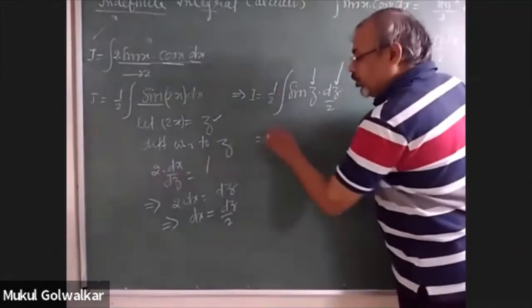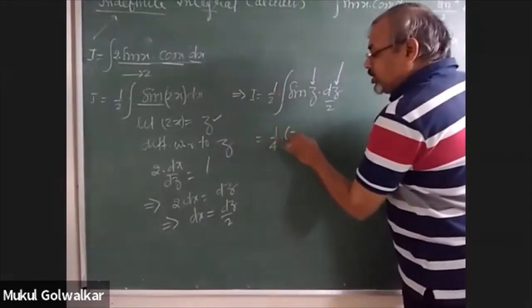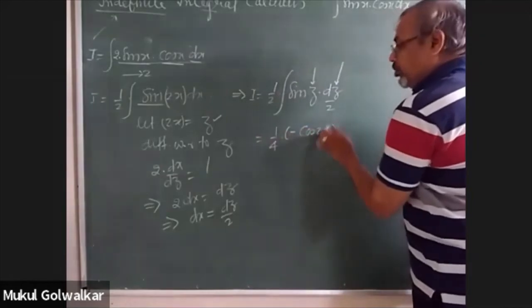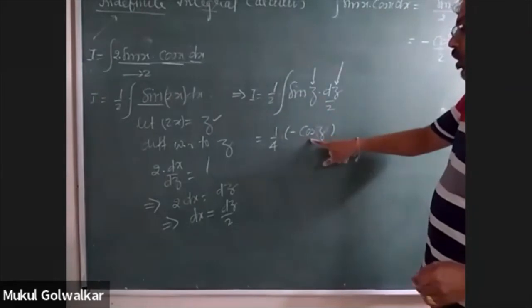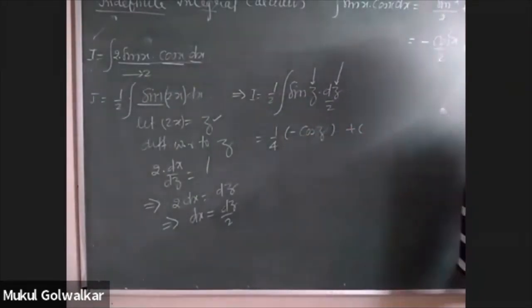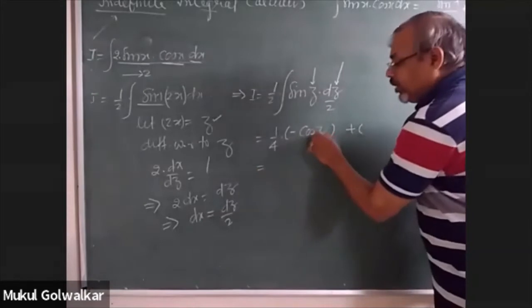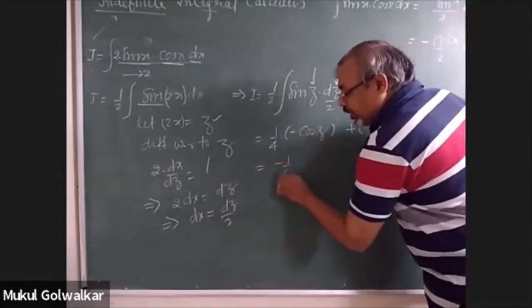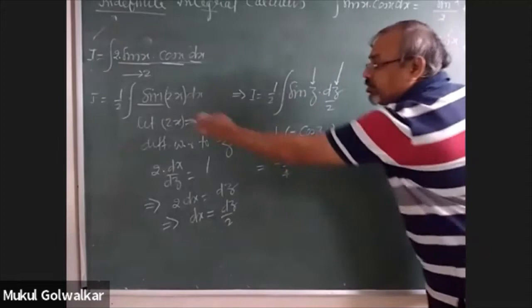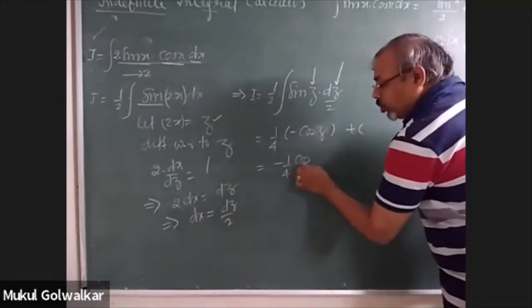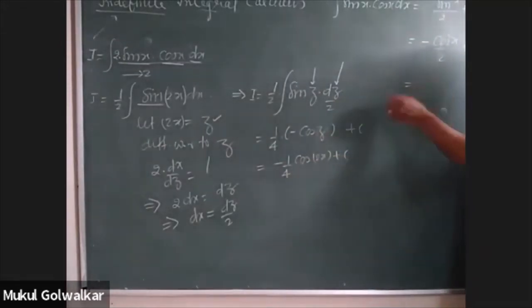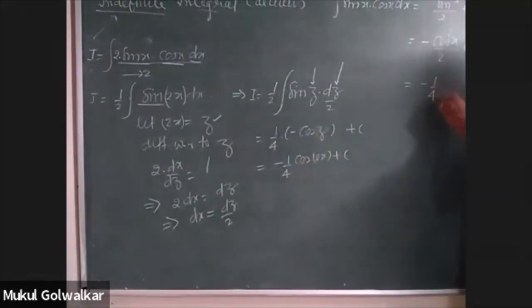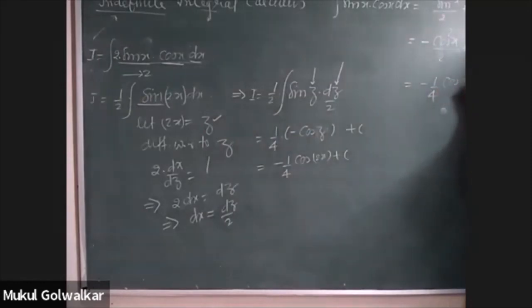So I write this quantity in the form of 1 by 4 times minus of cos 2x. Sorry, cos z. Integration of sine z is equal to minus cos z, that you know. So I am going to write down this. And finally, in place of variable z, I am going to write down the answer in terms of x. So z is equal to 2x, and I am going to get minus 1/4 times cos of 2x plus C. Correct. So this answer also I am writing in front of you: minus 1/4 times cos of 2x plus C. This is the third answer for me.